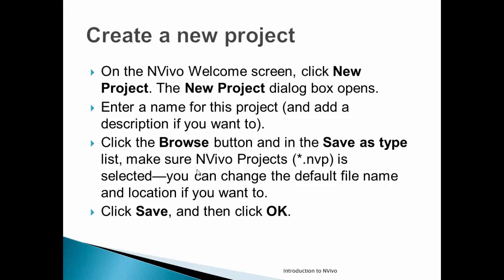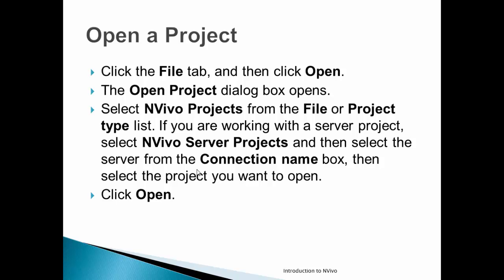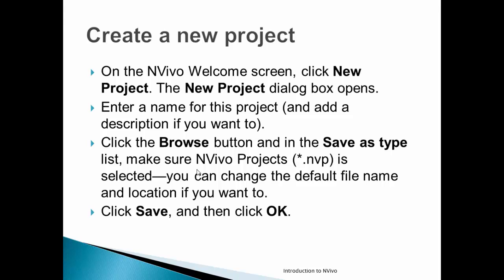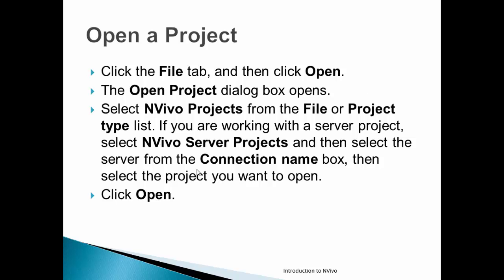So the basic functions, the two basic, starting off, you either create a new project or open a new project. It's very intuitive. You just click a new project, and when you're saving, you save as a .nvp. It's usually the default file name, but you just check that, save and OK, and same with opening a project. You can open a project that has been there already.